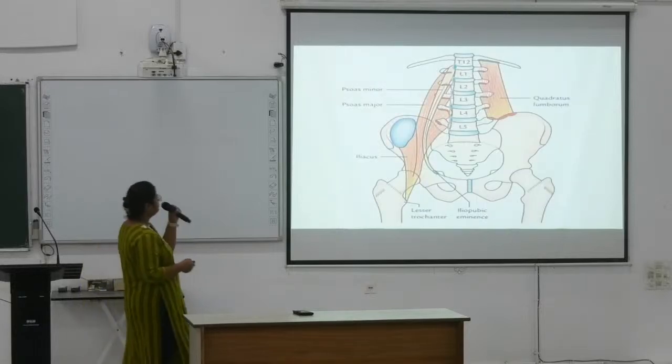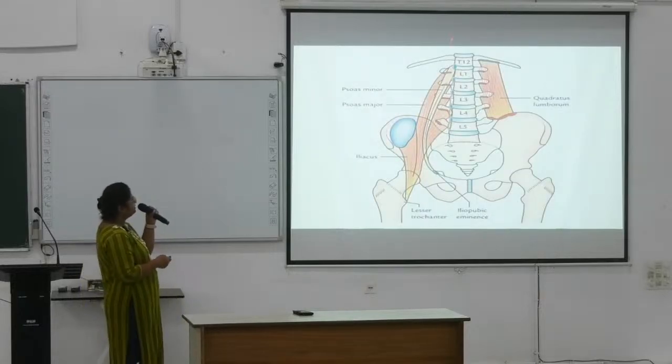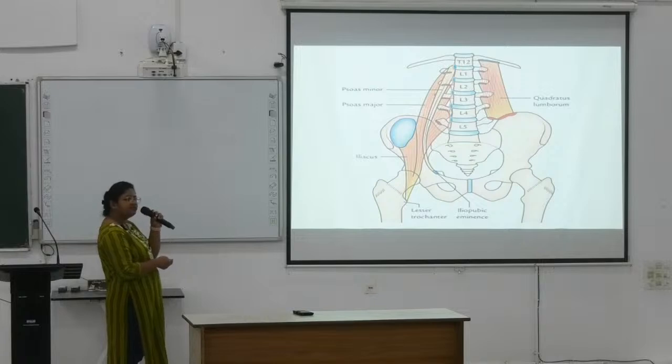Next, so here is the psoas major, you can see origins from the transverse processes and the tendinous arches connecting the vertebral bodies and the intervertebral discs. All these are the origins, and here is the insertion in the lesser trochanter via the iliopsoas tendon.